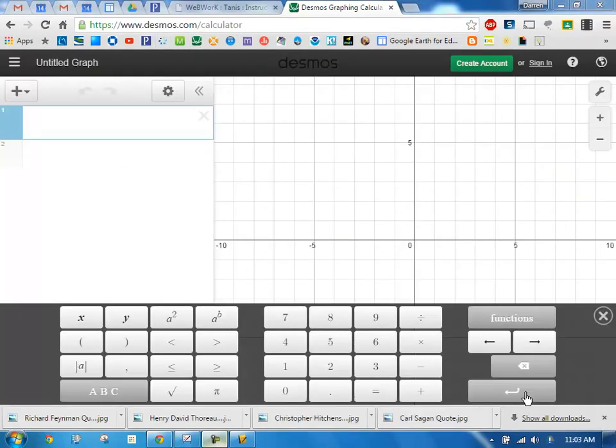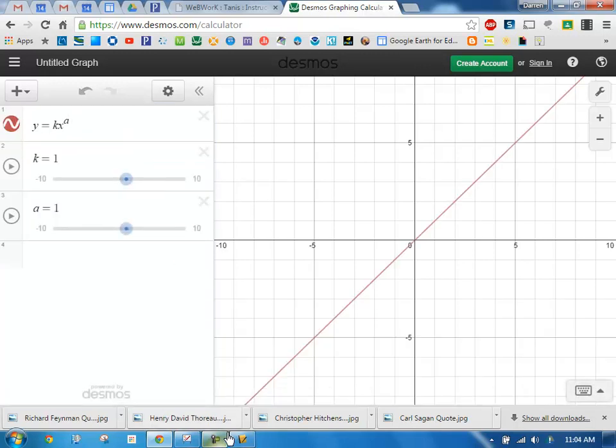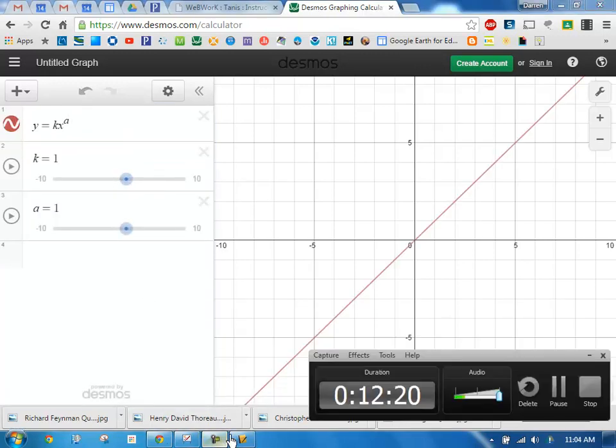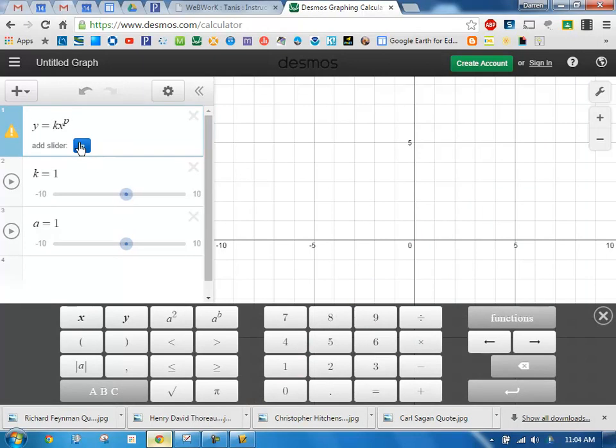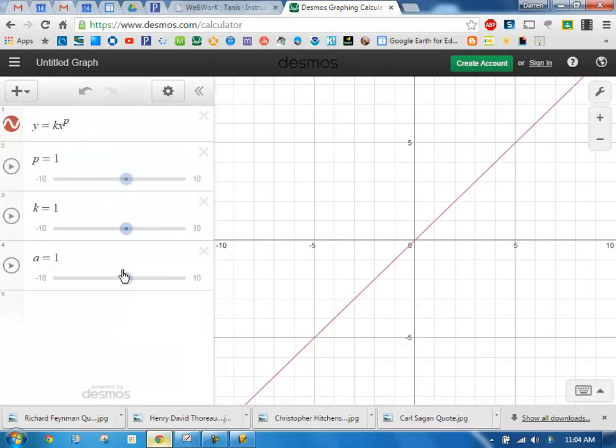But if you go to Desmos, I'll type in y equals k x to the a. And they'll automatically ask you if you want sliders. Just put sliders on all of them. And then you can see what happens as you change these. They actually use p instead of a. It doesn't matter, obviously, but I'll put a p there. Then add slider for that one.